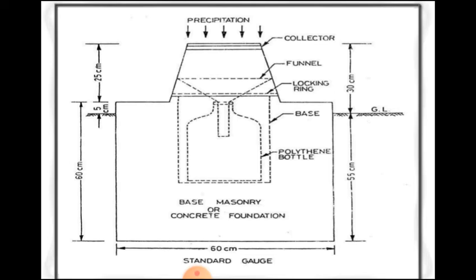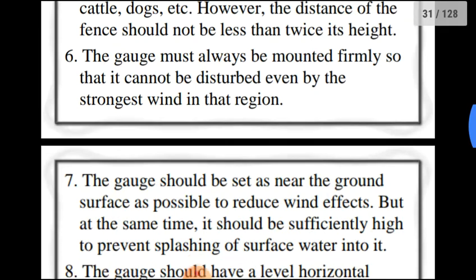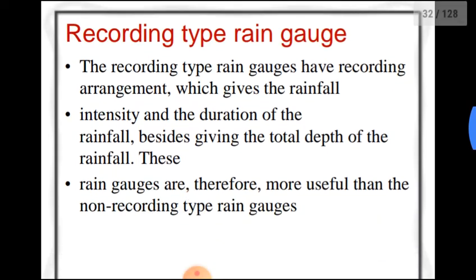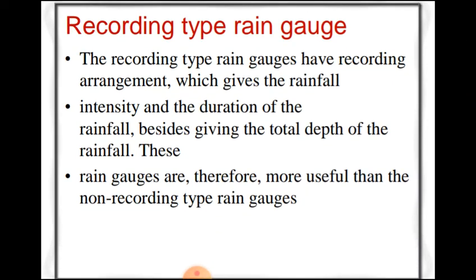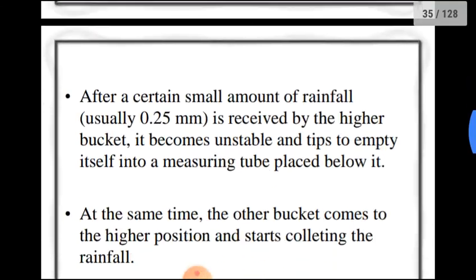And the recording rain gauges have a continuous record. There are three different types of recording rain gauges commonly used. The most common is known as the tipping bucket rain gauge. In the tipping bucket rain gauge, which is shown here, again we have a funnel to collect the rain.